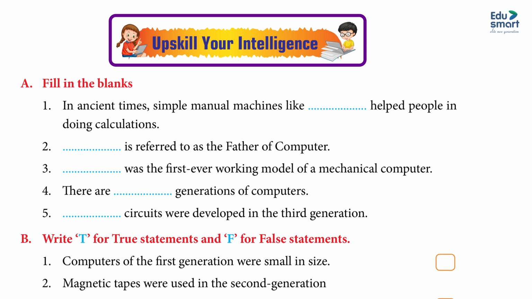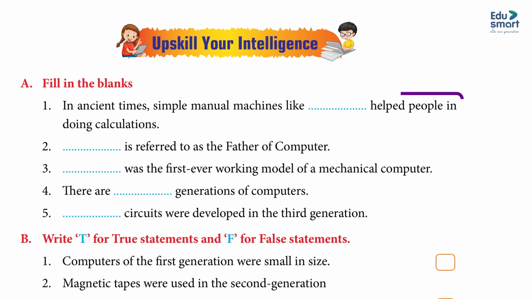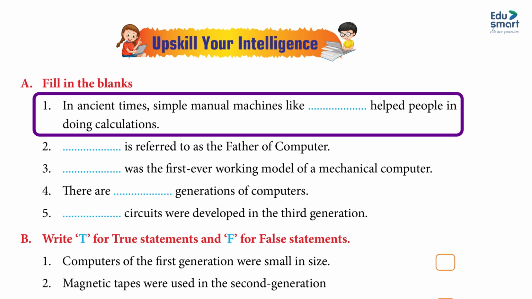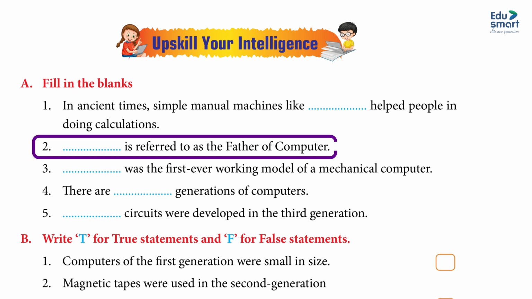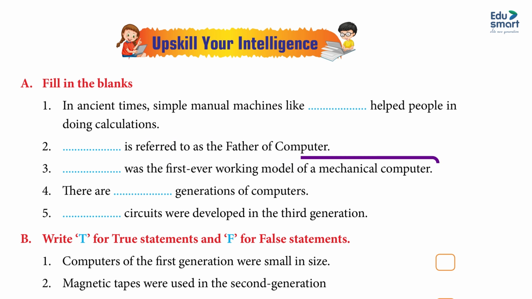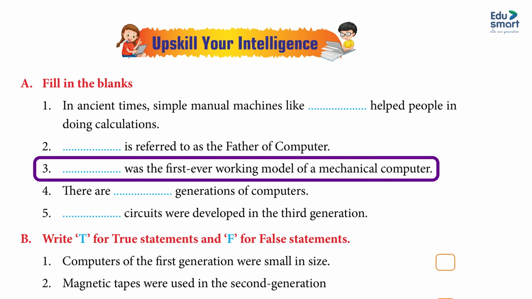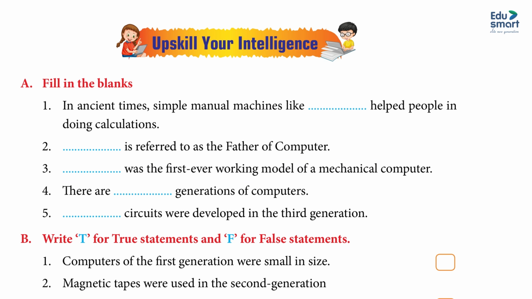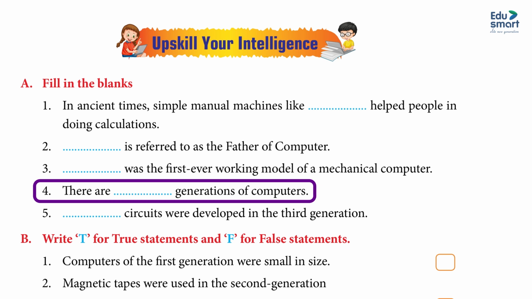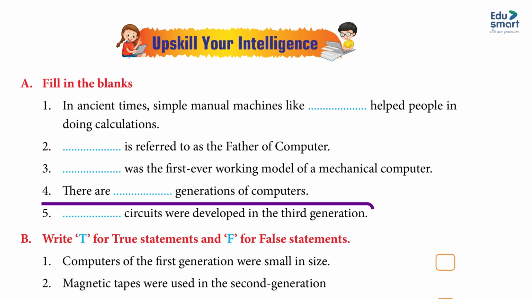Upskill your intelligence. A. Fill in the blanks. 1. In ancient times, simple manual machines like dash helped people in doing calculations. Answer: abacus. 2. Dash is referred to as the father of computer. Answer: Charles Babbage. 3. Dash was the first ever working model of a mechanical computer. Answer: analytical engine. 4. There are dash generations of computers. Answer: 5. 5. Dash circuits were developed in the third generation.